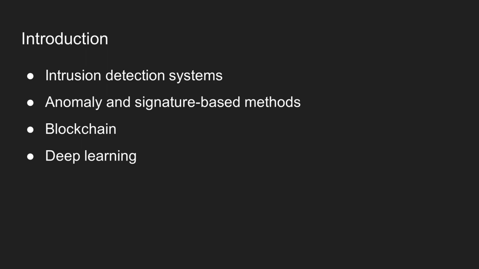And then deep learning is basically a subset of artificial intelligence, and it allows systems to learn from past activity or from data sets, with the goal of having minimal human interaction.